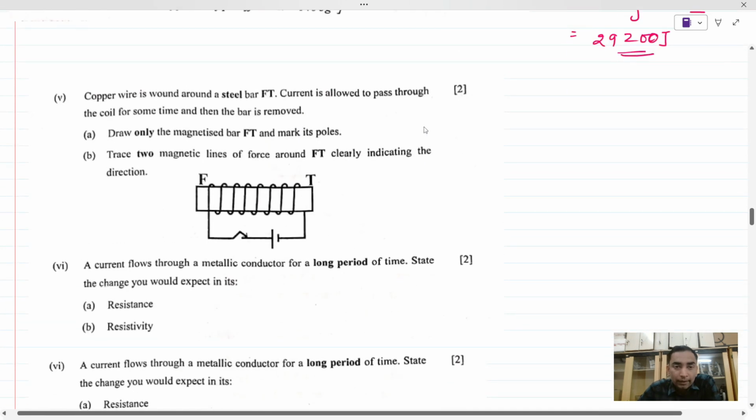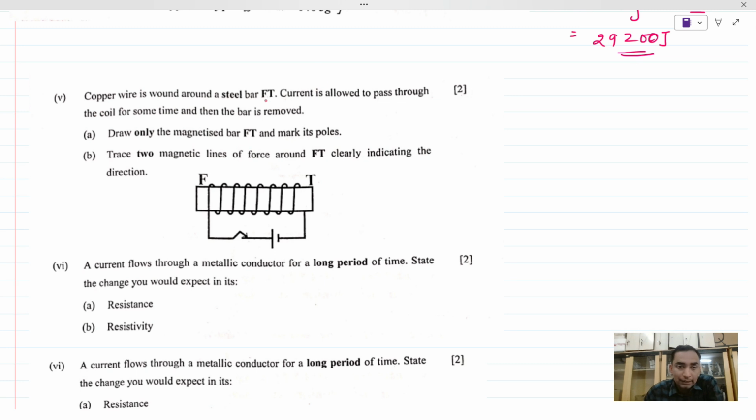Now, copper wire is wound around a steel bar FT. The current is allowed to pass through the coil for some time and then the bar is removed. Draw only the magnetized bar FT and mark its poles. Since the current goes in this direction, the copper wire is wound and current is passed. Trace two magnetic lines. Now see, the right hand rule says that with the current going up, the thumb points north. So this is the north.